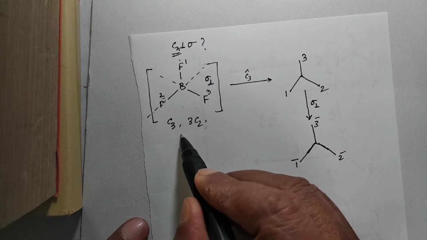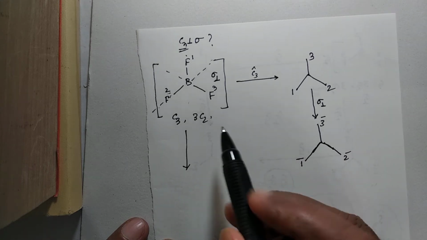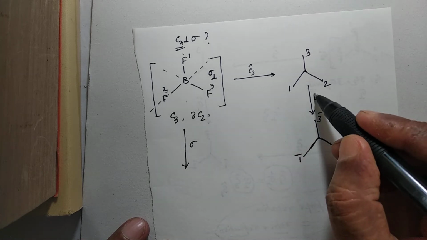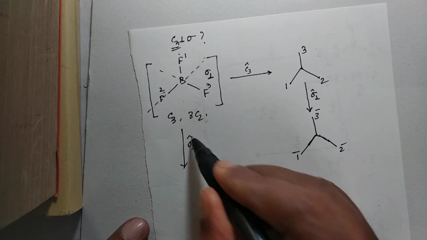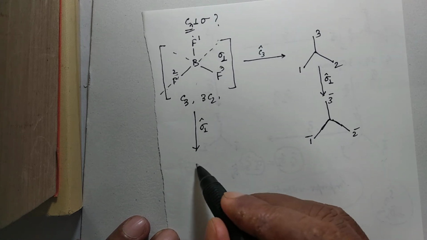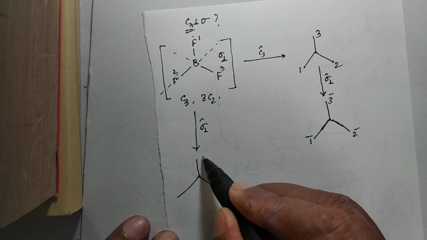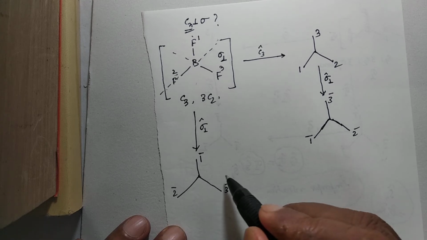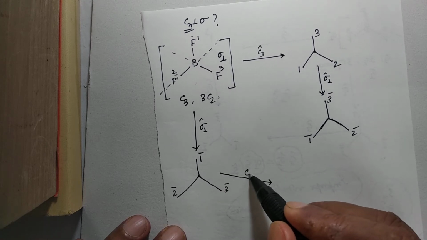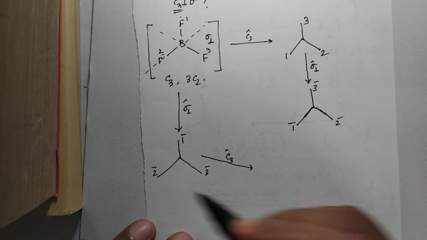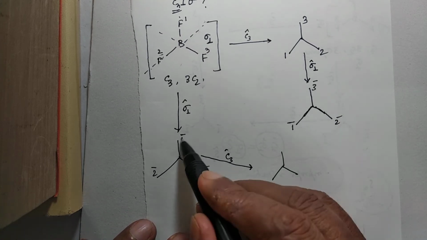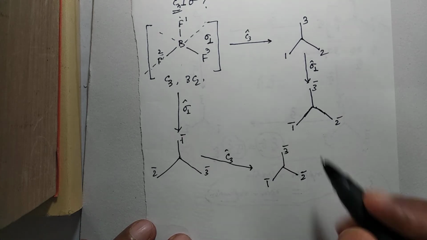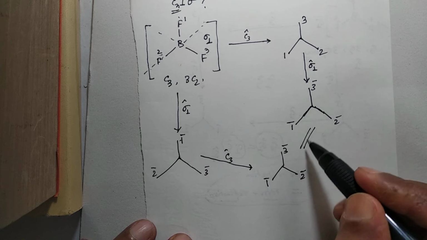And do it in the reverse order. Sigma perpendicular operation first, then you get this configuration, 1 bar, 2 bar, 3 bar, and then carry out a C3 rotation. You will get 1 bar here, 2 bar here, and 3 bar here. These two are not the same.